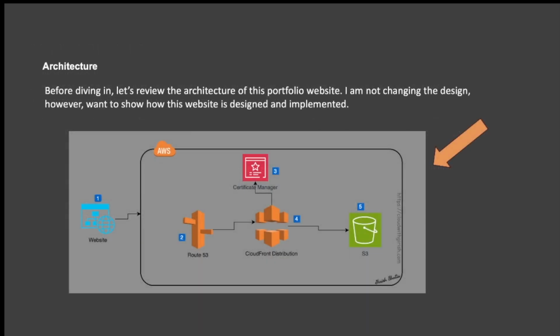Here is the architecture. Before diving in, let's review the architecture of this portfolio website. I'm not changing the design, however, I wanted to show how this website is designed and implemented. I'm using the S3 static website feature, and I'm also using a CloudFront distribution and ACM certificate manager to make it a secure site, which operates over HTTPS. I have the DNS configured using Route 53, and that's how this entire portfolio website is implemented.